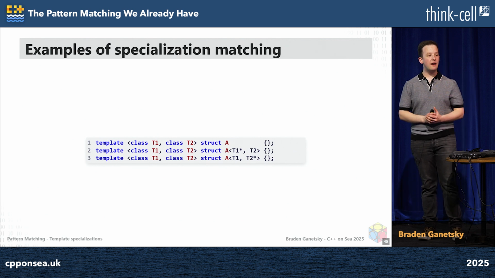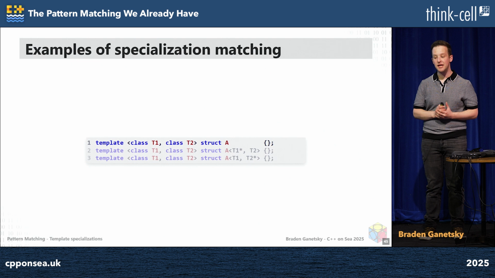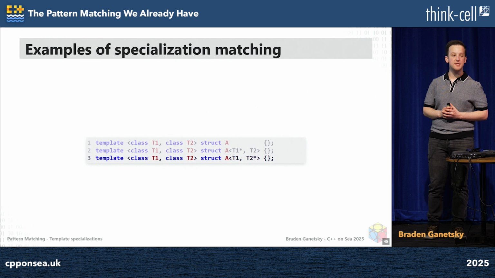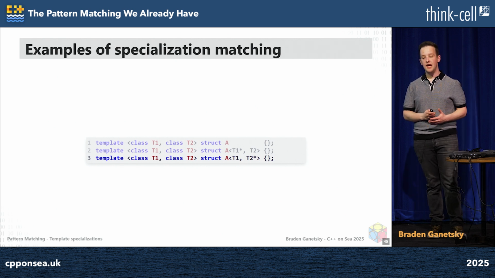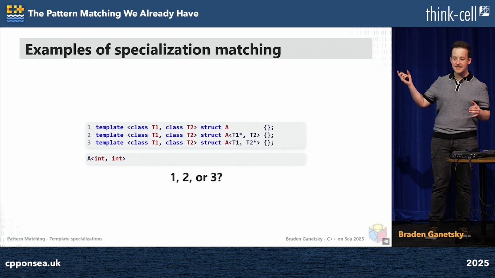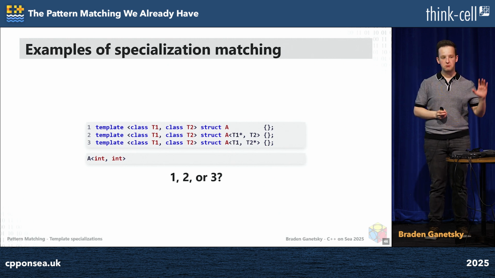So here, we have a struct called A, and it takes two template parameters. And then I have a partial specialization where I'm matching on T1 star, comma T2. And then I have another partial specialization matching on T1, comma T2 star. And so my question is, if I have A of int, comma int, is this matching the primary on line 1? Hands up. It's most people.